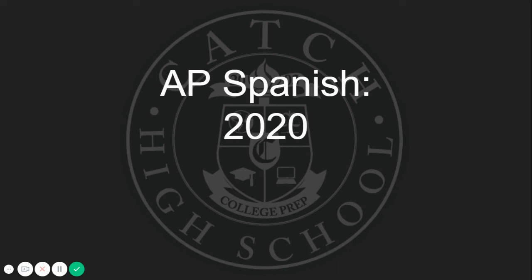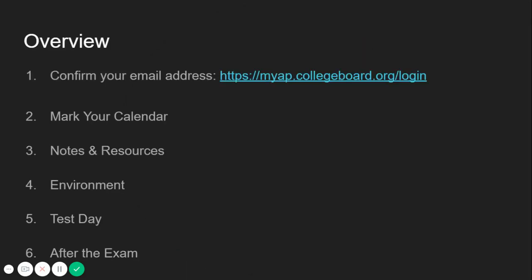Welcome to the 2020 AP Spanish Language and Culture exam. To prepare you for your exam, you'll have to do the six following preparations. Number one, confirm your email address at myap.collegeboard.org. There you can check your settings to make sure that your e-ticket will be sent to your catch email.